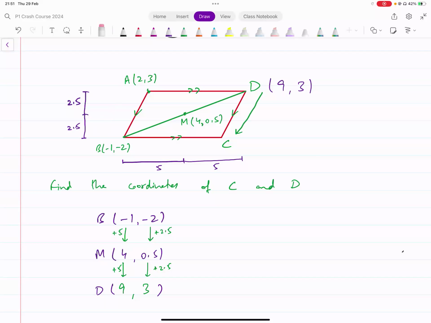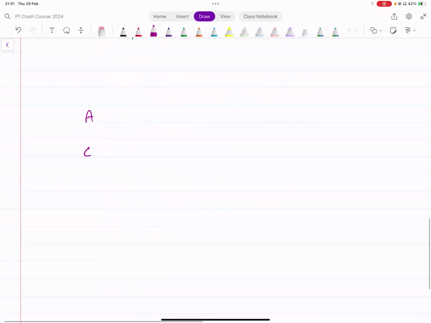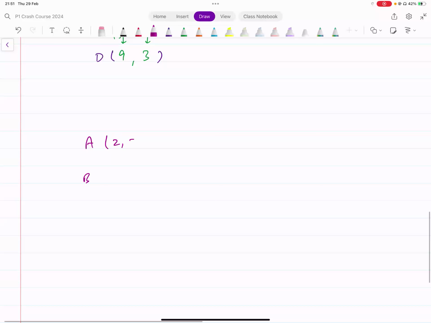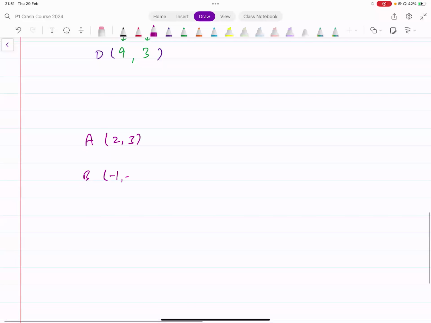Okay. So let me just write that down. That will help you understand it better. In order to go from A to B, what do we have to do? The point A is 2 and 3, and point B is -1 and -2. How do we go from 2 to -1? We have to subtract 3. We have to do -3. And how do we go from 3 to -2? We have to subtract 5. We have to do -5.